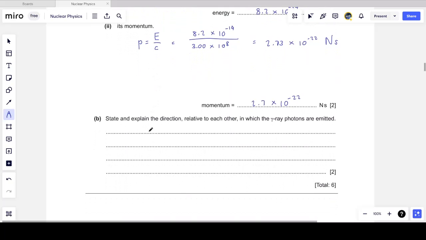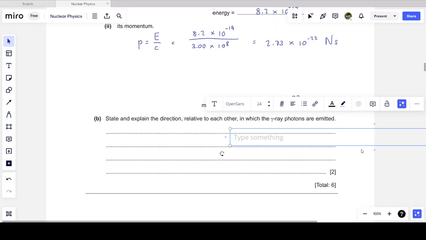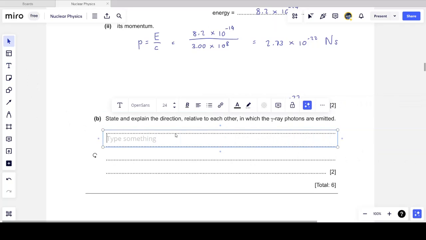The last sub-question says, state and explain the direction relative to each other in which the gamma ray photons are emitted. Okay, so how do we go about this question? And this is kind of a tricky one. But what we remember, at least from our AS physics, is that momentum must always be conserved. So how do we conserve momentum in this system?